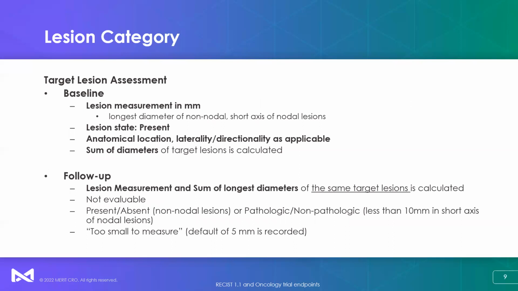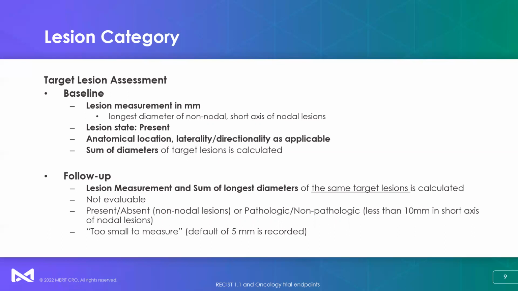For the target lesion assessment at the baseline, this is the information that would be recorded by readers. Lesion measurement in millimeters: the longest diameter of a non-nodal lesion or the short axis of a nodal lesion should be recorded on the form. The lesion state would be recorded as present at the baseline. Anatomical locations would be recorded. Laterality and directionality could be recorded as applicable to the lesion location. And the sum of diameters has to be calculated for the target lesions that are identified.